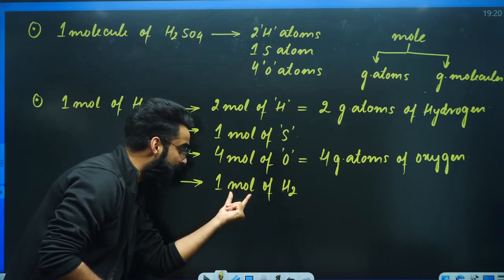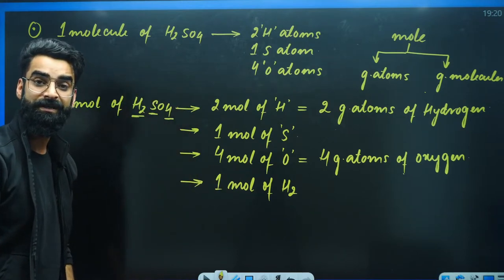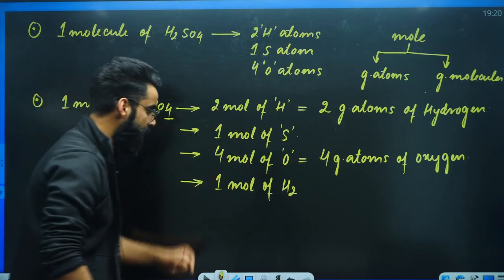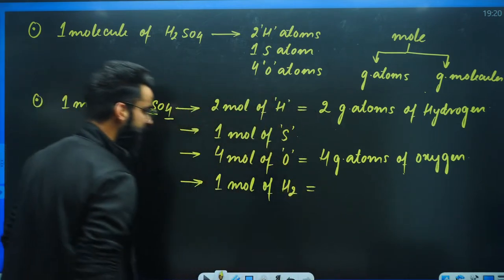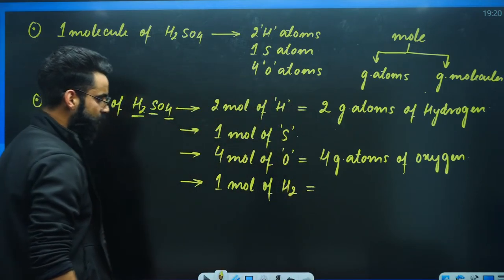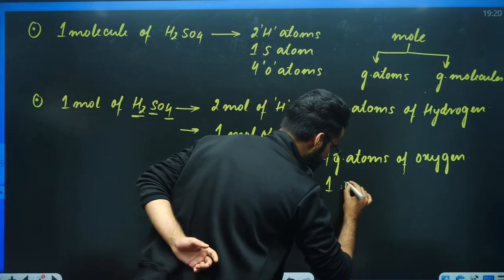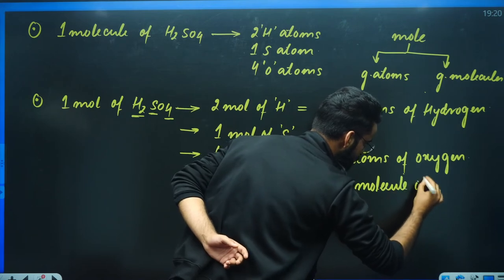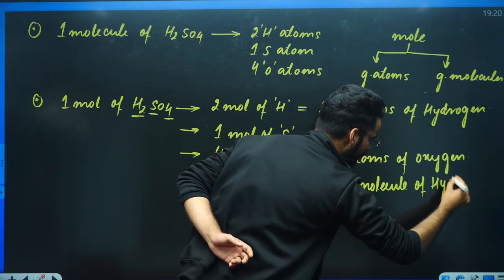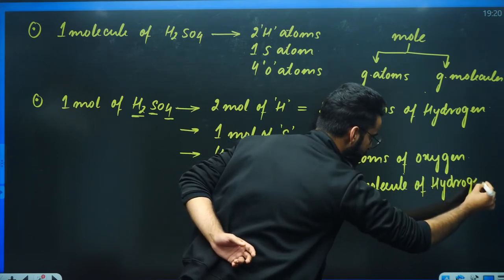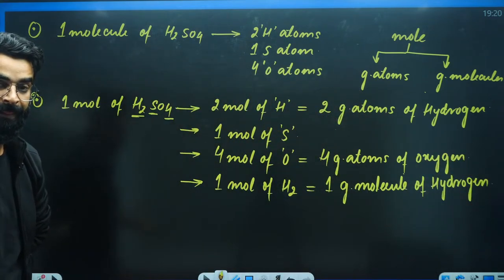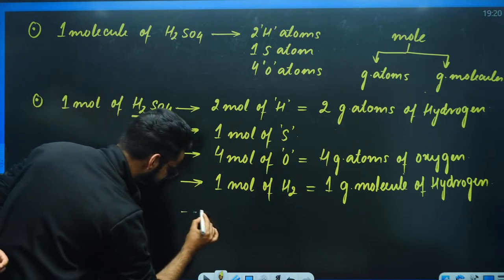So instead of the term mole over here, what can I use? Can I use gram atoms or gram molecules? I can use the term gram molecule. So I can say 1 mole of H2SO4 contains 1 gram molecule of hydrogen. I hope all these things are becoming clear to you with time. Now you tell me one more thing.